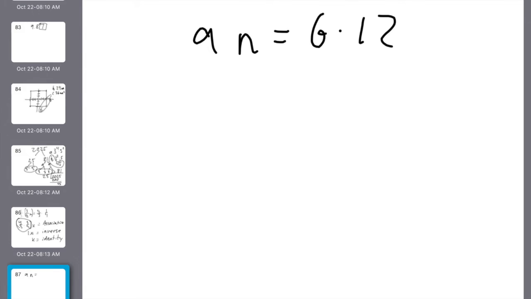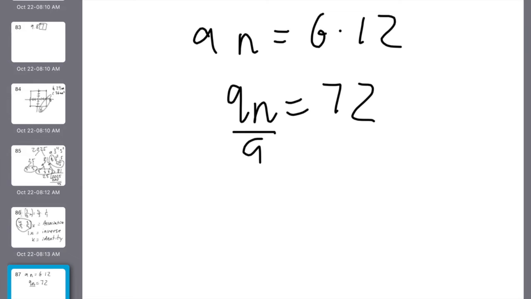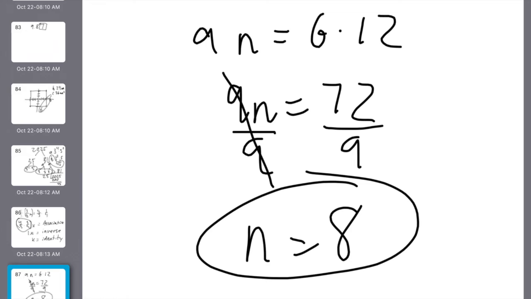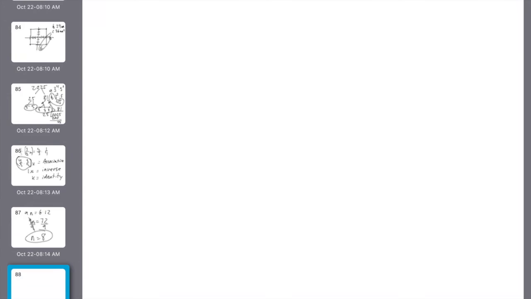Number 18. We have a problem. It's 9n equals 8 times 12. 9n equals, I did the math, that's 72. This means multiply, so I divide. When I divide, the 9's cancel, and 72 divided by 9 is 8. That's how we write algebra, guys. Get used to that. We're going to start to do that more and more as the year goes on.